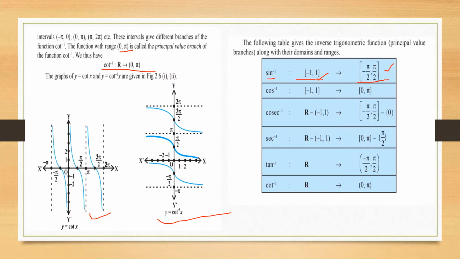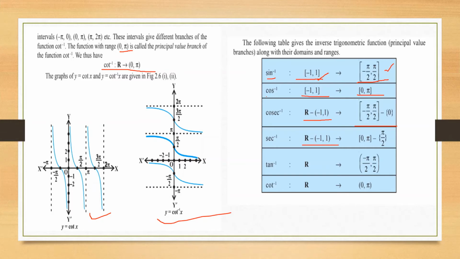Cos inverse, your domain is minus 1 to 1 and range is the closed interval 0 to pi. Cosecant inverse, your domain is R minus the open interval minus 1 to 1, meaning I can't take my endpoints minus 1 and 1, and my range is the closed interval minus pi by 2 to pi by 2, leaving behind 0, the singleton set 0. Secant inverse domain is R minus the open interval minus 1 to 1, again the same as cosecant inverse x, and my range is 0 to pi, closed interval, leaving behind pi by 2.